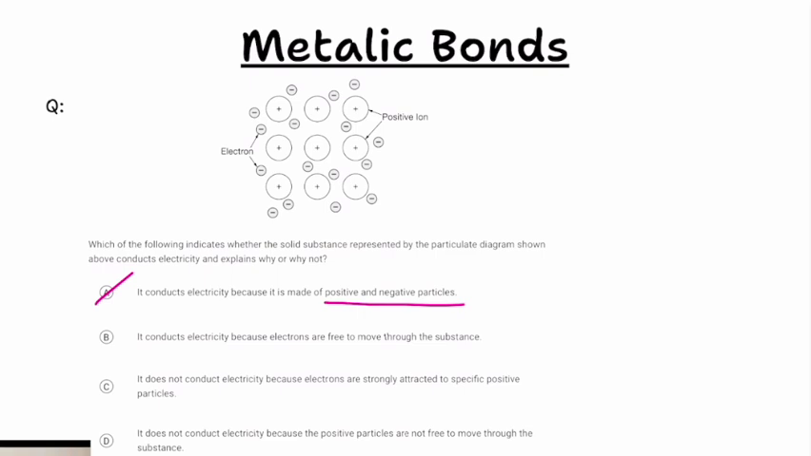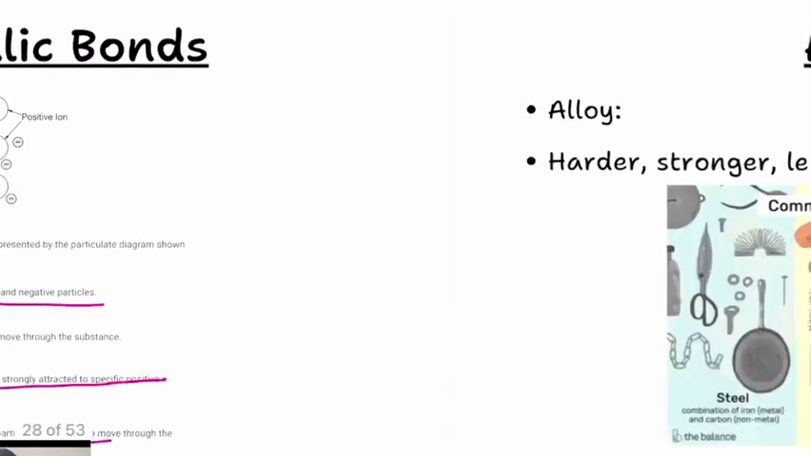B, it conducts electricity because electrons are free to move through the structure. Yes, B is the right answer. C, it doesn't conduct electricity because the electrons are strongly attracted to the specific positive particles. So this is not true at all. Electrons are delocalized in metals. D, it does not conduct electricity because the positive particles are not free to move. Yeah, this is true, but it doesn't mean that electrons are not free to move either. So D is not right.